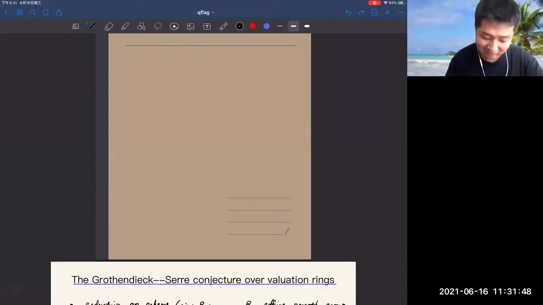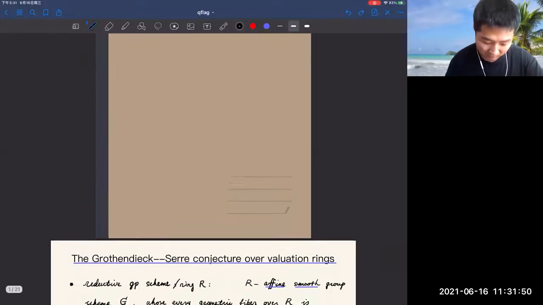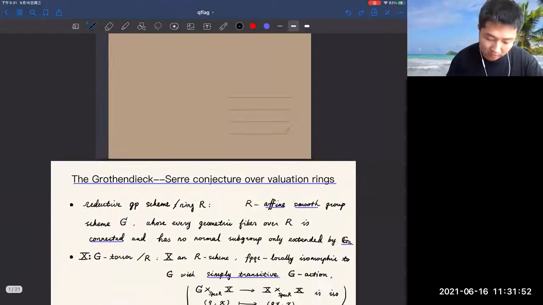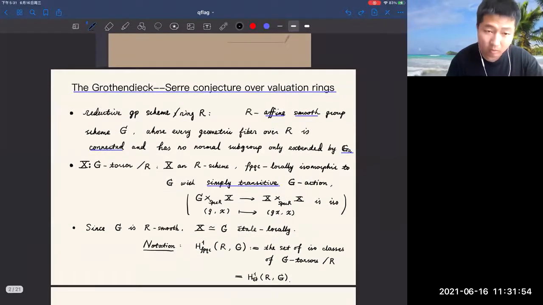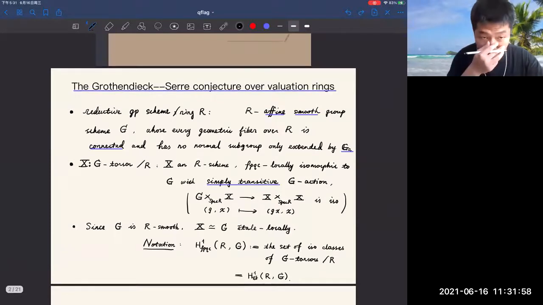Thanks to the organizers for giving me the opportunity. Today I will talk about the Grothendieck–Serre conjecture over valuation rings. This conjecture concerns torsors under a reductive group scheme.